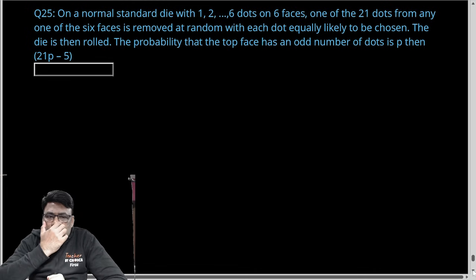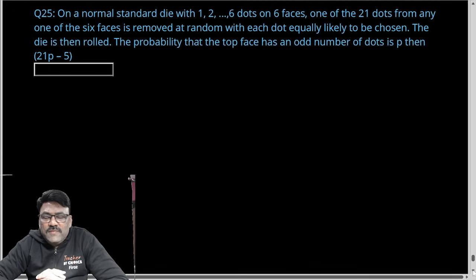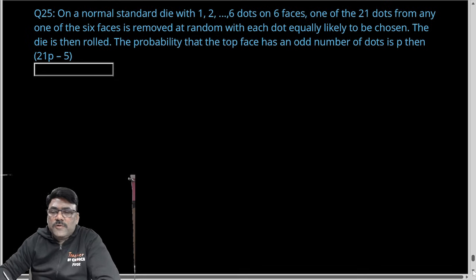Now this die is rolled. What is the probability that the top face has an odd number of dots? That means when you throw this die, what is the probability of getting an odd number of dots on the top face? This probability is given as P. So what will be 21P minus 5? Let's write the probability.